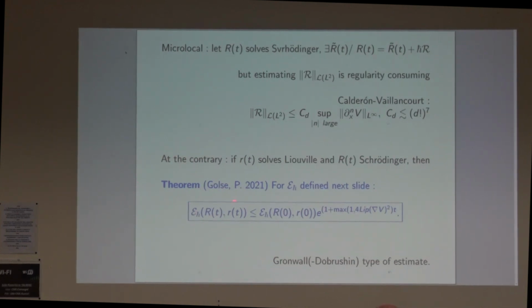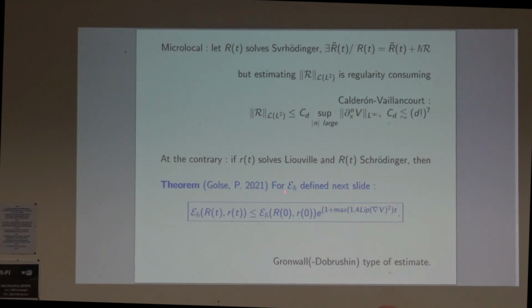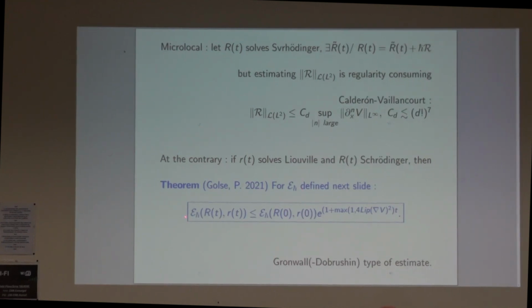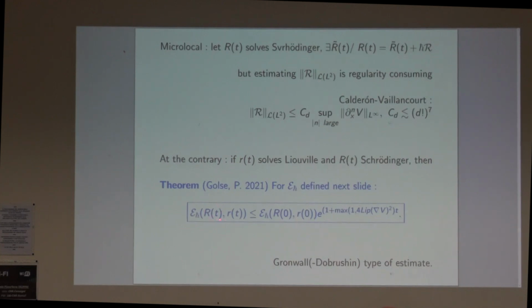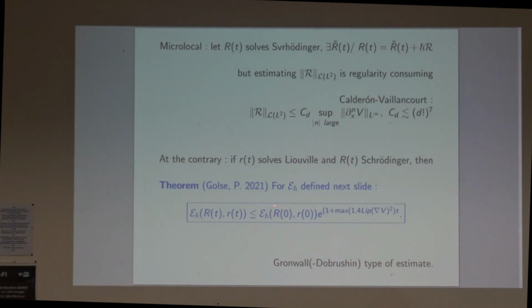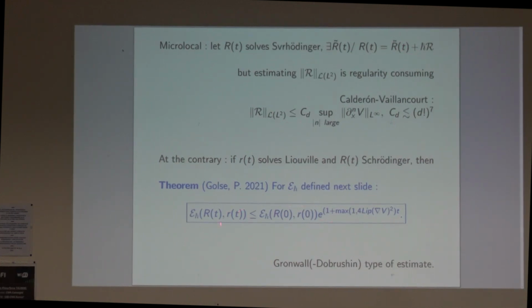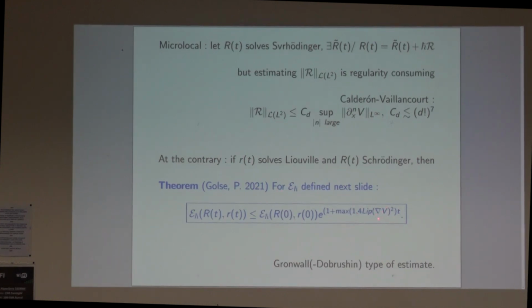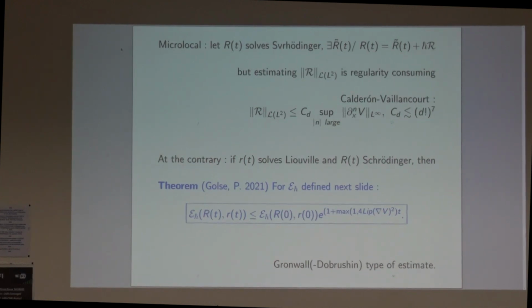So the theorem we get has the following form. There is this distance here that I'm going to define now, and I compare directly the solution of the Schrödinger equation with the solution of the Liouville equation. And what I get is that this is bounded by the same thing at t equals 0 times an exponential factor. That is, we got a Grönwall type of estimate, which is completely different from writing that you have a solution which is something plus something you don't know. You get a Grönwall estimate, and this now involves only the Lipschitz constant of the gradient of psi, and this is why you are just in the Cauchy-Lipschitz paradigm.